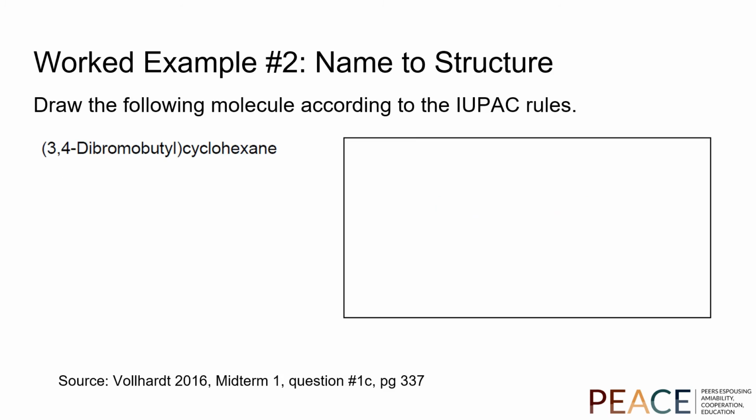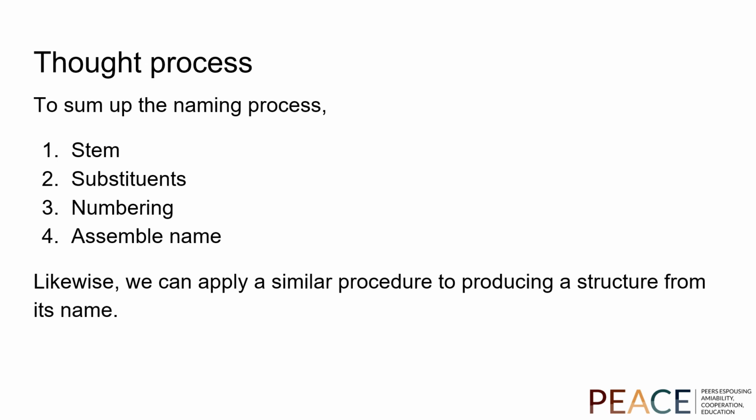Now to switch things up a bit, we'll try drawing a structure from its name. The name we've been given here is (3,4-dibromobutyl)cyclohexane, which sounds like a cycloalkane. As a general game plan for solving this problem, we can probably take a similar approach to naming a molecule, which to summarize involves first the stem, then the substituents, followed by numbering and finally assembling the name.